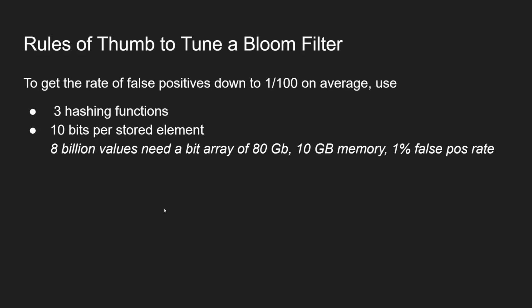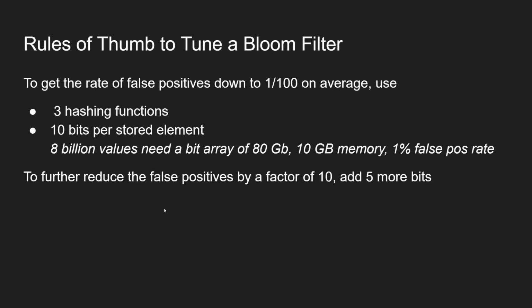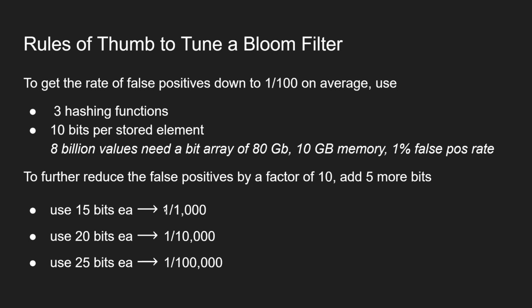So as an example, 8 billion values would need a bit array of 80 gigabits, which is 10 gigabytes of memory, and that'll give you your 1% false positive rate. If you want to get that false positive rate even lower, it's certainly possible. The easiest way is just to add more bits. So 15 bits, 20 bits, 25 bits. You could go up to 30 bits and have a false positive rate of 1 in a million.